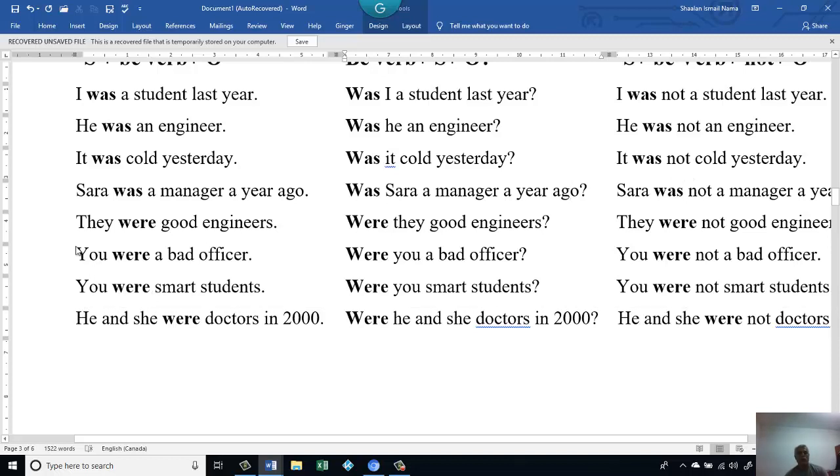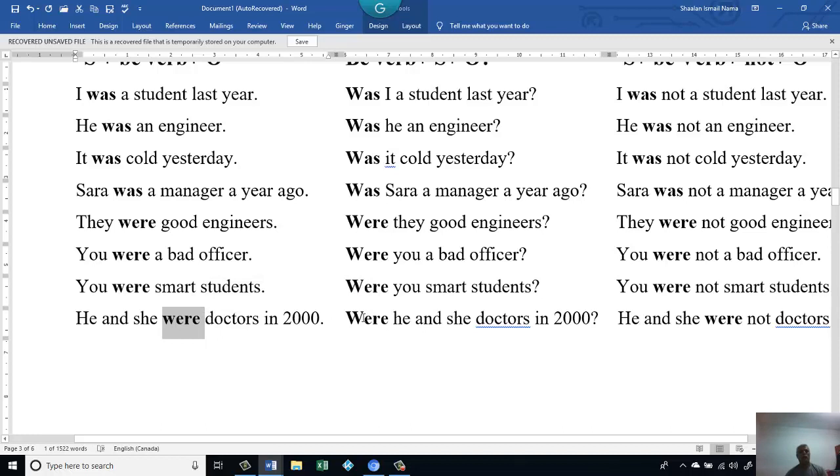Let's go to here. Sometimes we have difficulty with this kind. They were good engineers. We know it happened in the past because I have were. Then same thing to make a question, put were before the subject. When you look at this sentence: he and she were doctors. Yes, I have he and she, that's why you call it a plural subject. Then you have he, and then she, then it will be were, because there is more than one person, so we have a plural. We say were doctors in 2000.